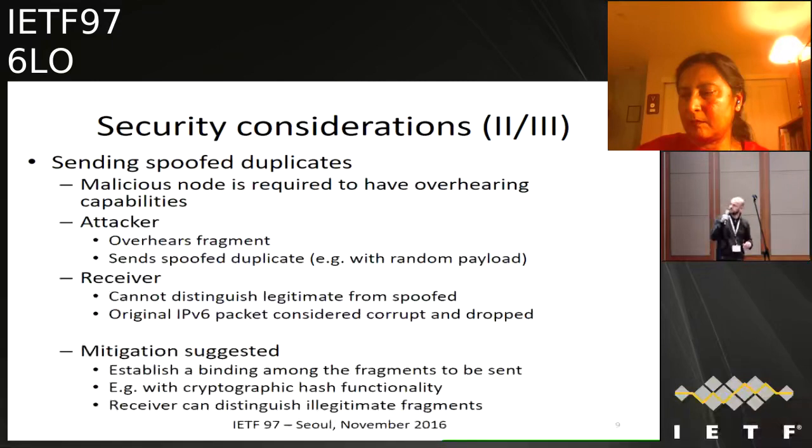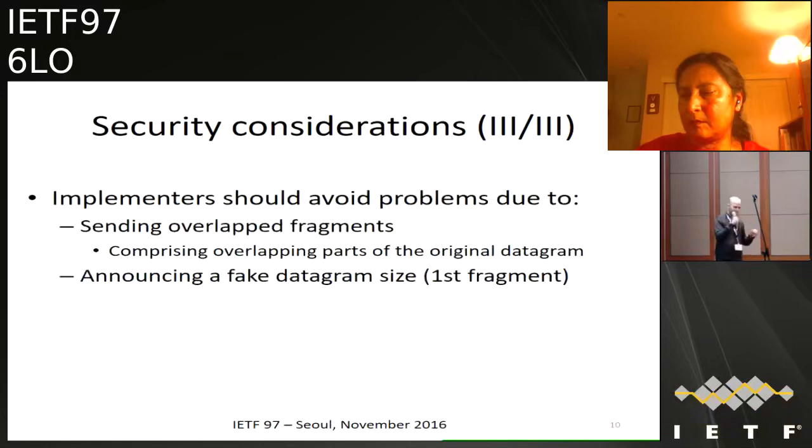Some mitigation has been suggested in the literature, such as establishing some form of binding between the fragments to be sent, so that the receiver can distinguish illegitimate fragments. Next, please. And finally, implementers should avoid problems due to intentional or unintentional transmission, for example, of overlap fragments, and also an event like a first fragment announcing a fake datagram size.